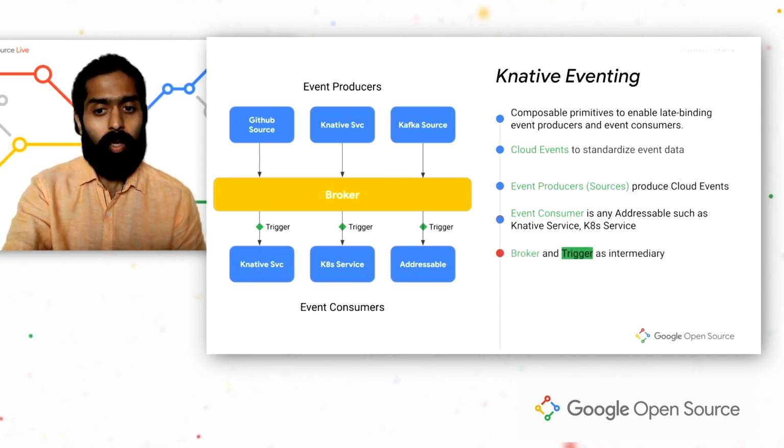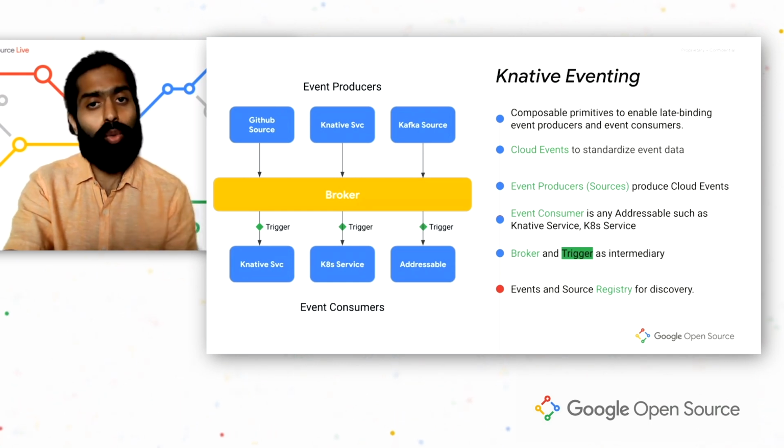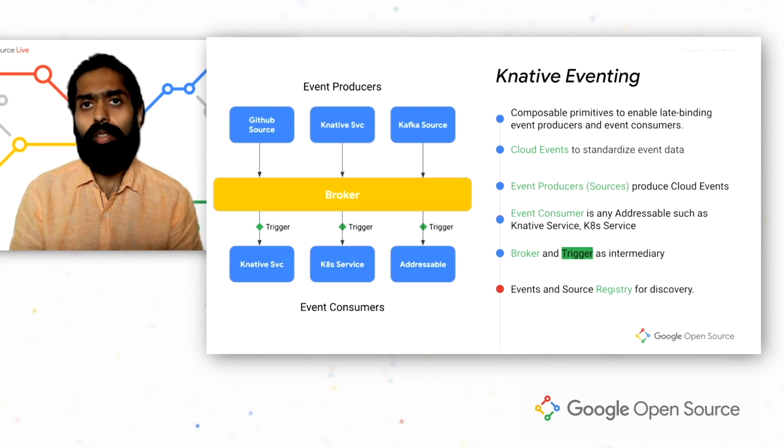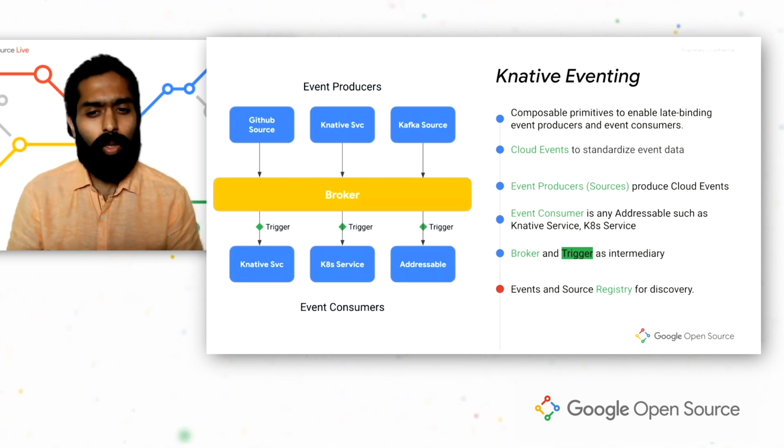A broker represents an event mesh. Events are sent to the broker's ingress and then sent to any subscribers that are interested in that event. A trigger is how a service subscribes to the events from a specific broker. Along with the intermediary, we also have events and sources registry. Now, why do we need a registry? Think about examples like client tools trying to list all the sources available on the cluster. Or if you want to find out what kind of events are available on the cluster, this is where the sources and events registry helps build the user experience around.